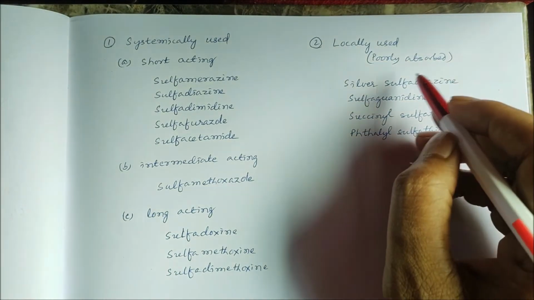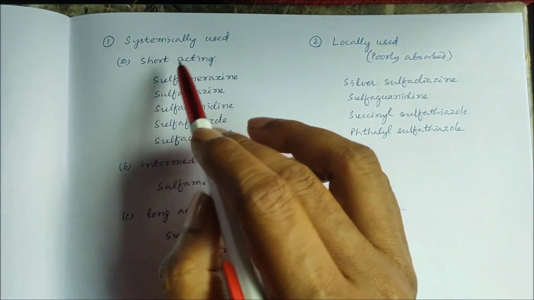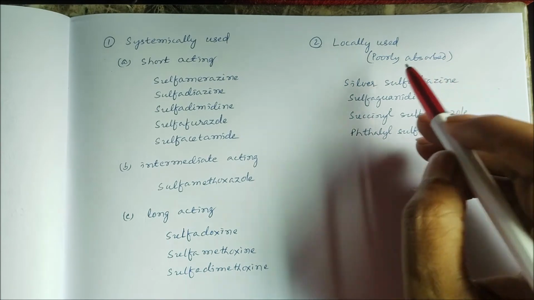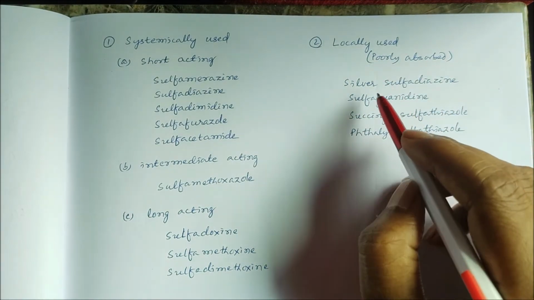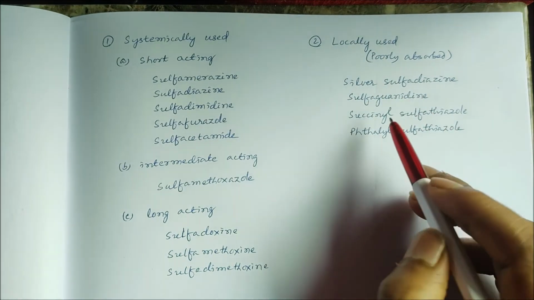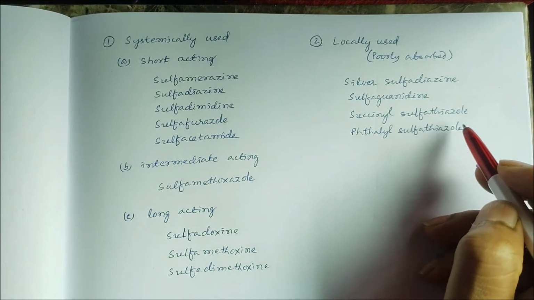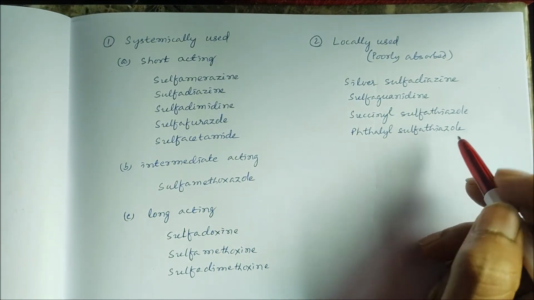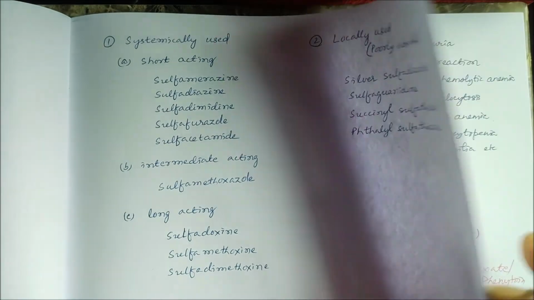Those which are systemically used usually have good absorption, and those sulfonamides which are poorly absorbed are used locally or topically. For example, silver sulfadiazine, sulfaguanidine, succinyl sulfathiazole, phthalyl sulfathiazole. So this is the classification of sulfonamides.